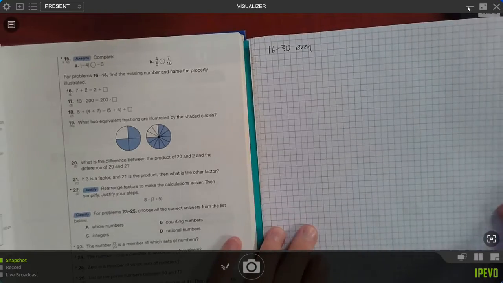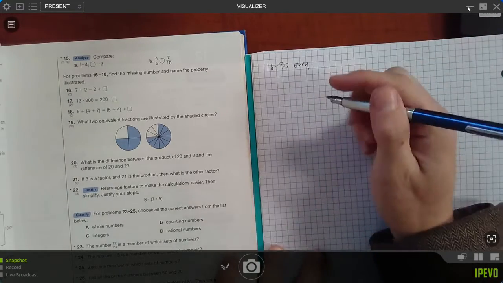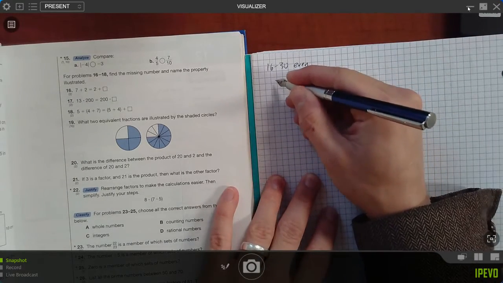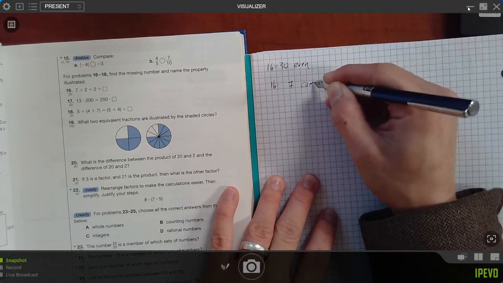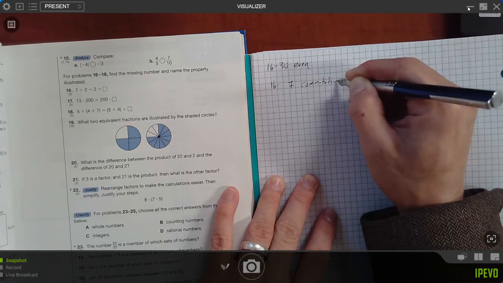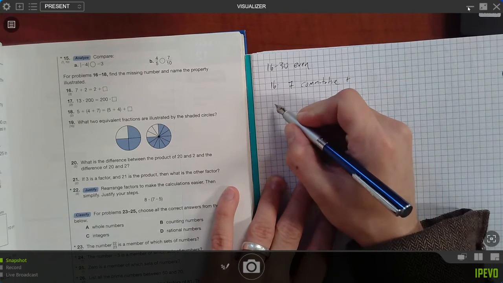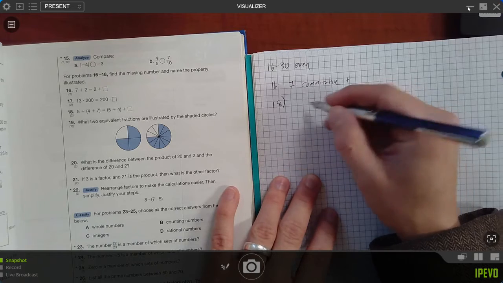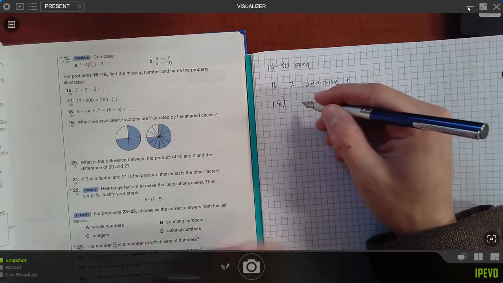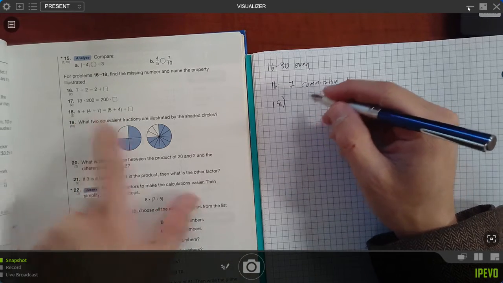Find the missing number, name the property illustrated. So that's commutative property. 16 is 7, commutative with addition. 18, that's associative property, and we got 5, 4. We got 5, 4, so 7.